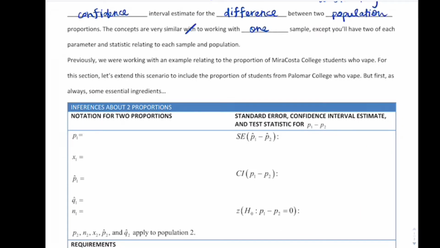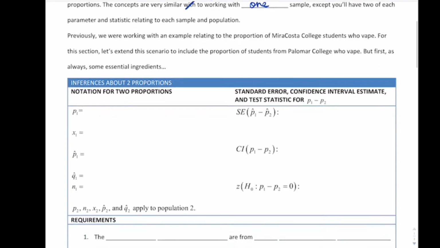Previously, we were working with an example relating to the proportion of MiraCosta College students who vape. For this section, let's extend this scenario to include the proportion of students from Palomar College who vape. But first, as always, some essential ingredients.